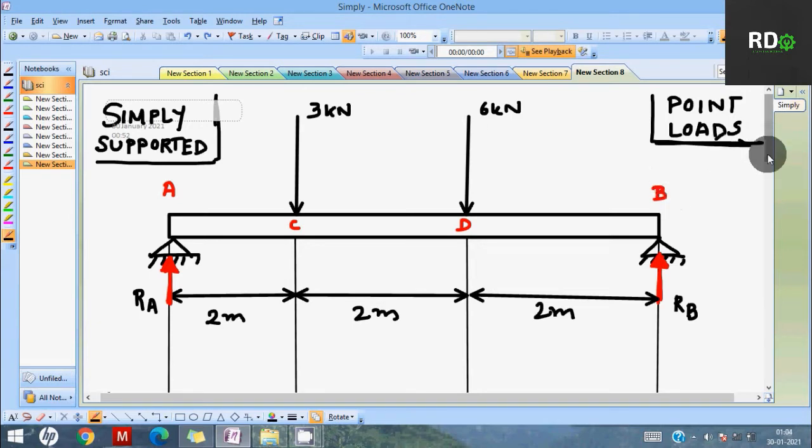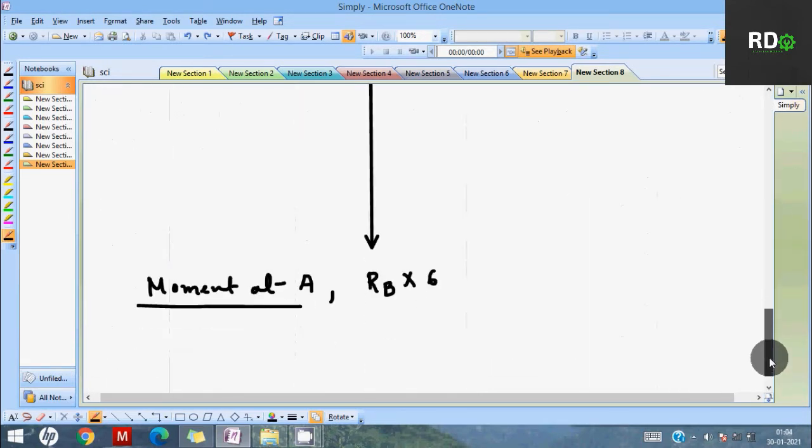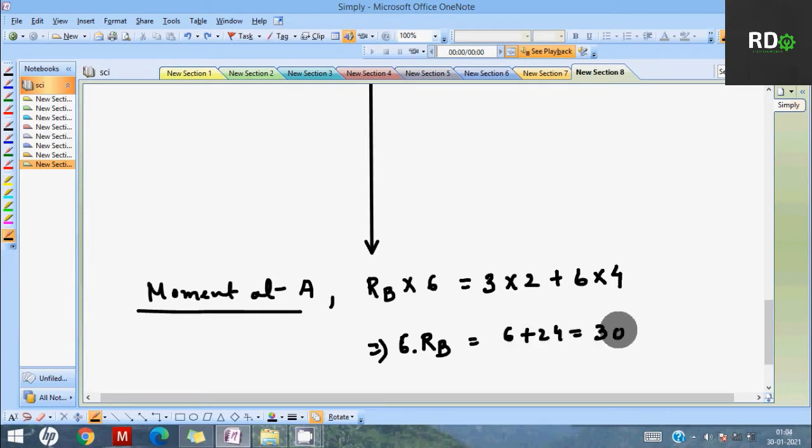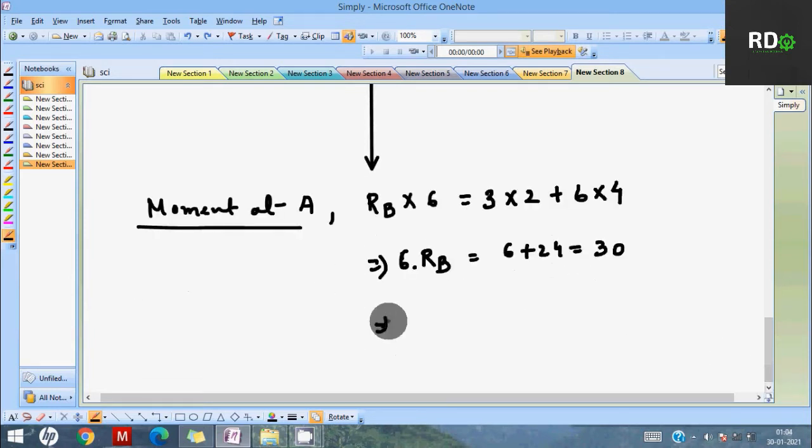So going back, let's find RB into 6. There is the 3 kilonewton force, which is 2 meters away, plus 6 into 4, as the 6 kilonewton force is 4 meters away. So it is 6 RB equals 6 plus 24, which is nothing but 30. RB is 30 by 6, which will give you 5, which means 5 kilonewton.